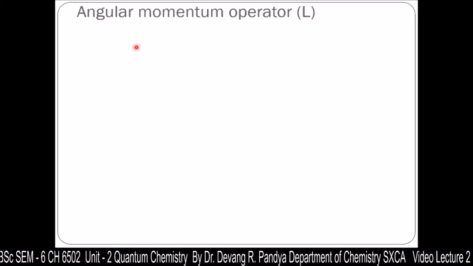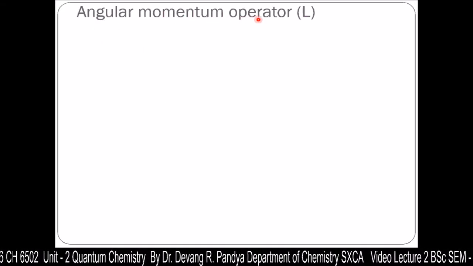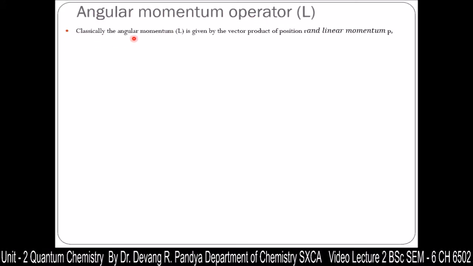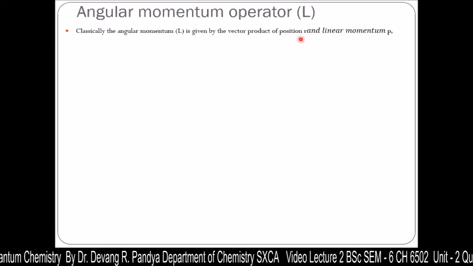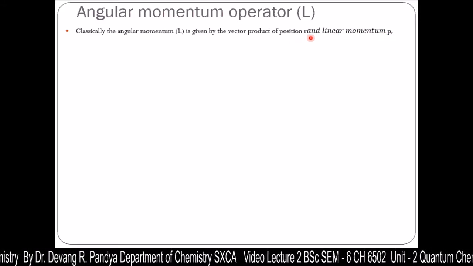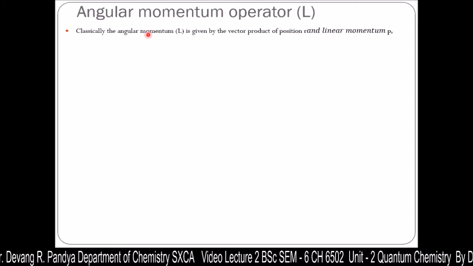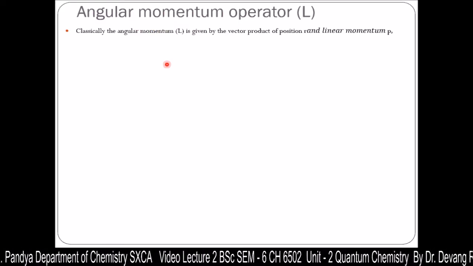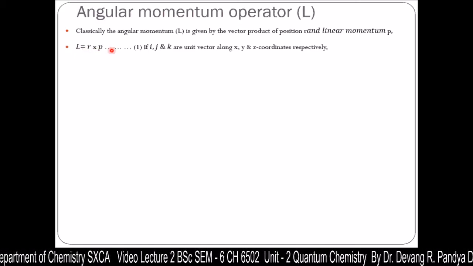Now next, we need to set up a quantum mechanical operator for angular momentum. Classically, angular momentum is given by the vector product of position r and linear momentum p. So when we take the vector product of position r and momentum p, we are going to get the quantum mechanical operator for angular momentum.